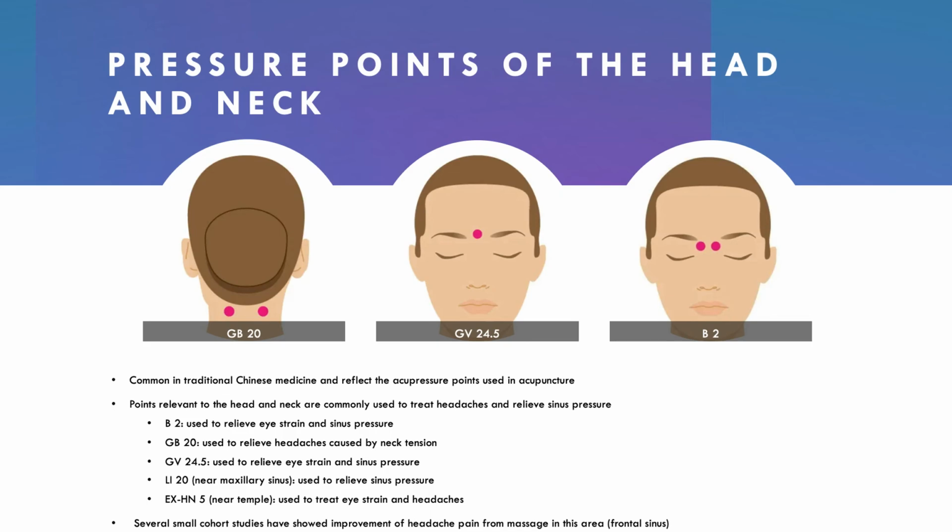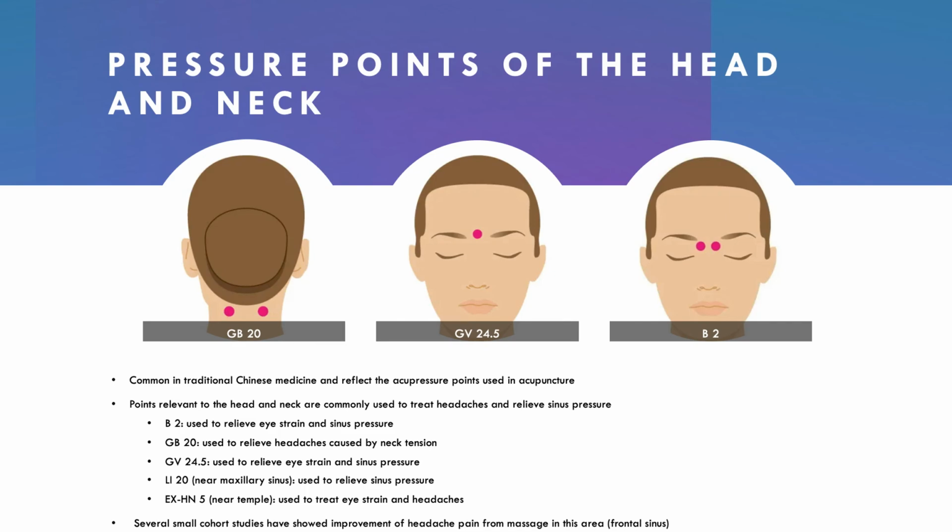In the middle, you can see GV24.5, which is used to relieve eye strain and sinus pressure. There's LI20, which is near the maxillary sinus, which is used to relieve sinus pressure. And there's EXHN5, which is near the temple and used to treat eye strain and headaches.